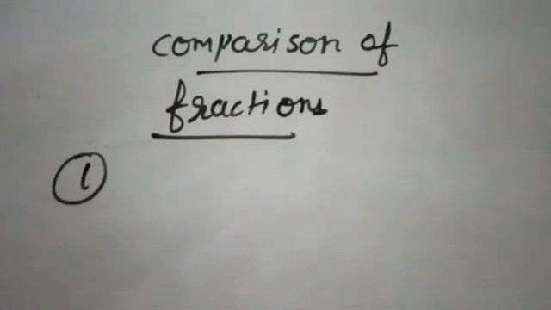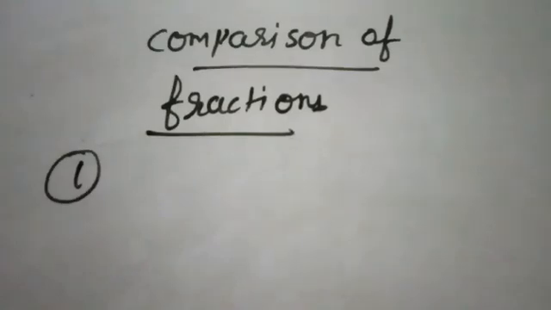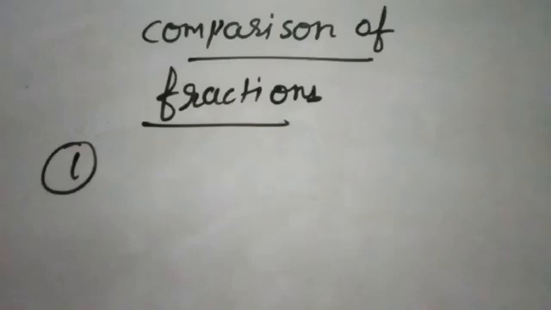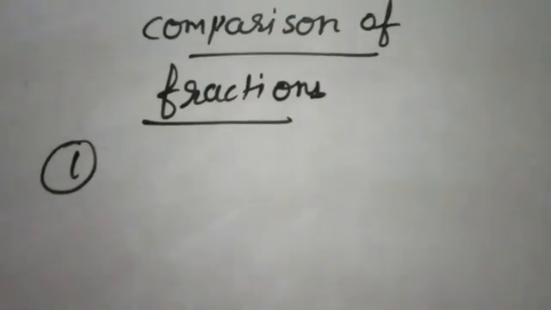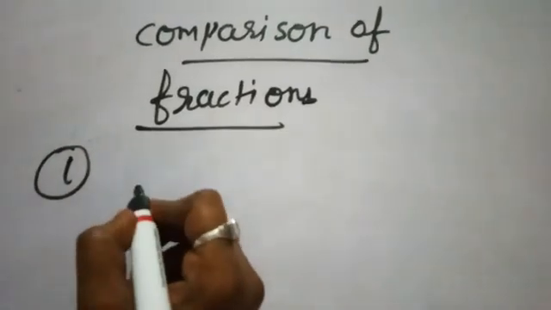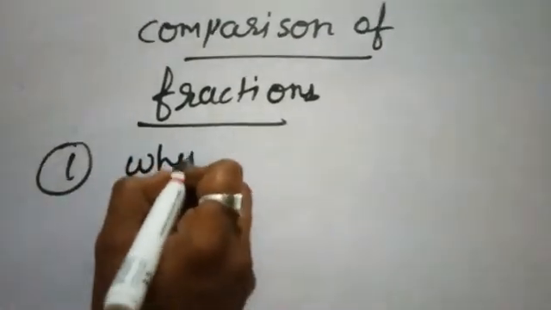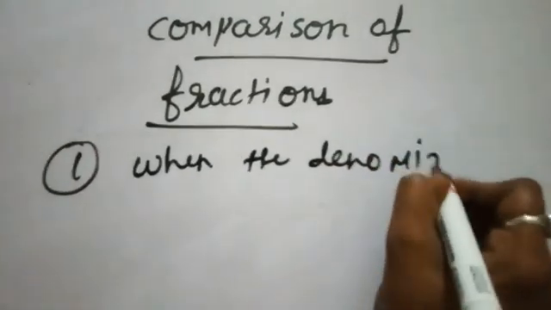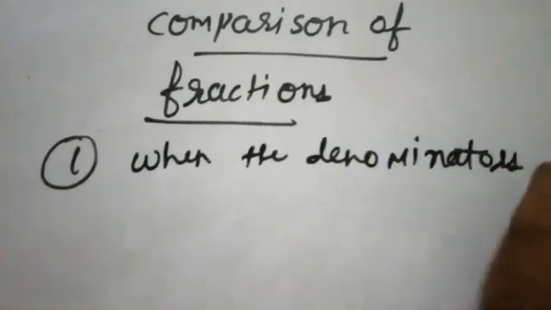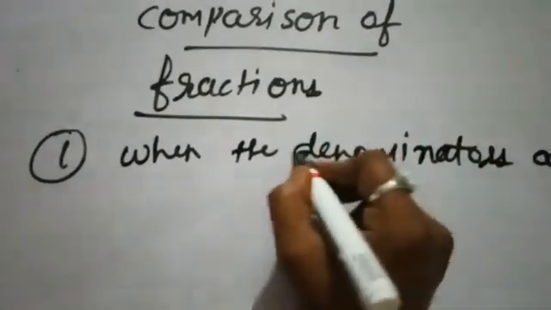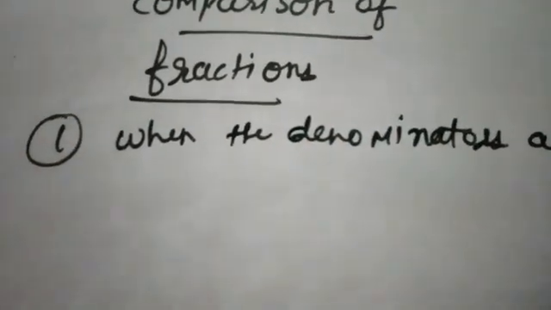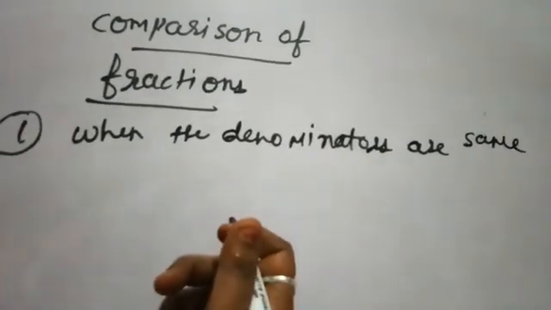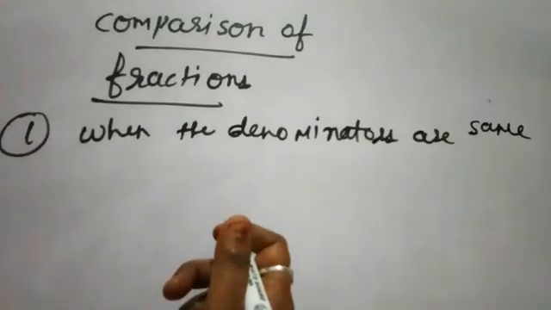Dear students, our next topic is the comparison of fractions. We know very well about the comparison of large numbers and the comparison of integers. In this chapter, we will learn about the comparison of fractions. There are three conditions. When the denominators are the same, and two or more fractions are given, how can we arrange them in ascending or descending order, or identify the bigger number?